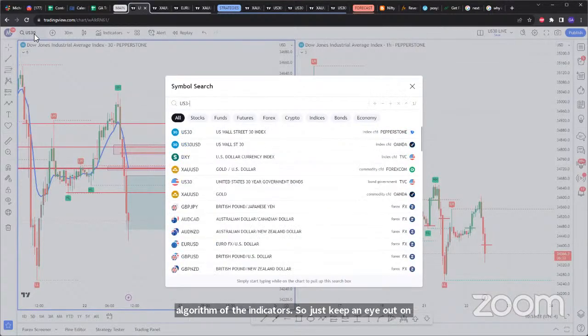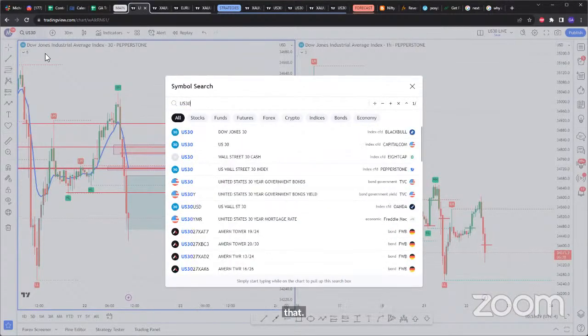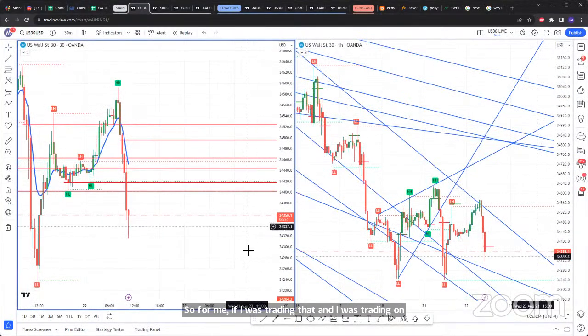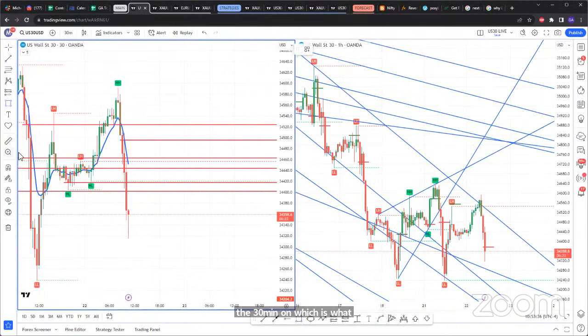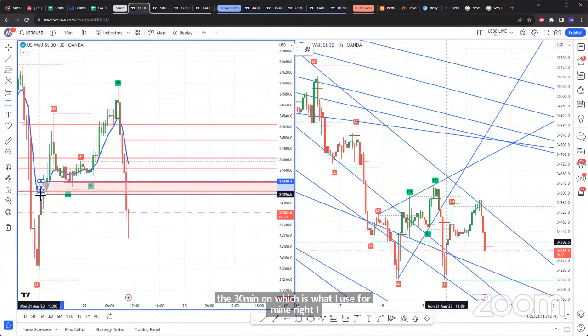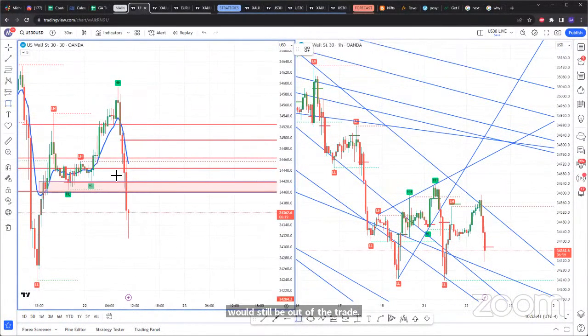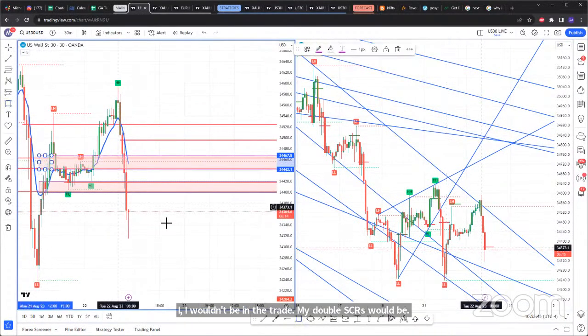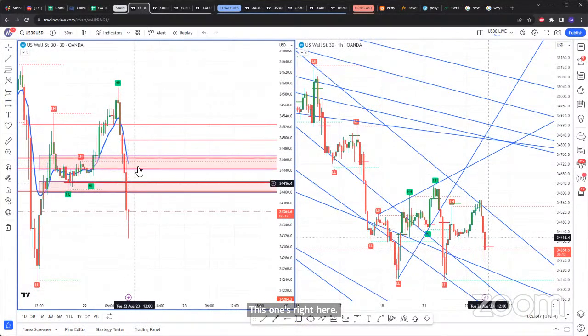So for me, if I was trading on the 30-minute on Oanda, which is what I use for mine, I would still be out of the trade. I wouldn't be in the trade. My double SARs would be these ones right here, and my entries would be somewhere here.